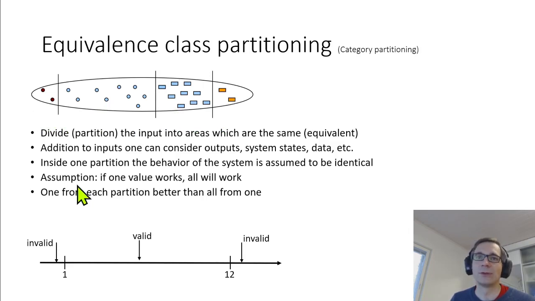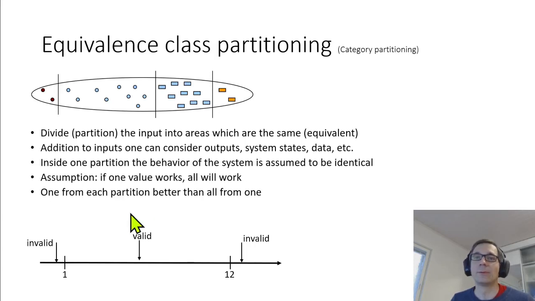The core assumption of this testing technique is that if one value works, all will work. So, it is better to have one from each partition than all from one. So in other words, it's better to have one brown, one blue rectangle, and one orange, rather than to have all from a particular class, like for example the blue circles.